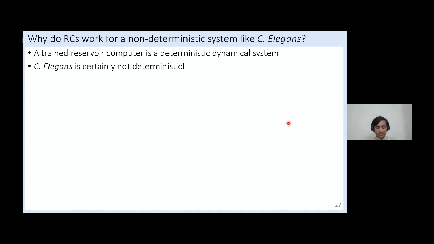Okay, so now back to that objection that I was stating, right? C. elegans is not a deterministic system, right? But a trained reservoir must be a deterministic dynamical system. There was no noise in those equations that I told you. Now, when I say that C. elegans is not deterministic, I don't mean to say that this worm has free will, right? I don't want to get into any discussions like that.